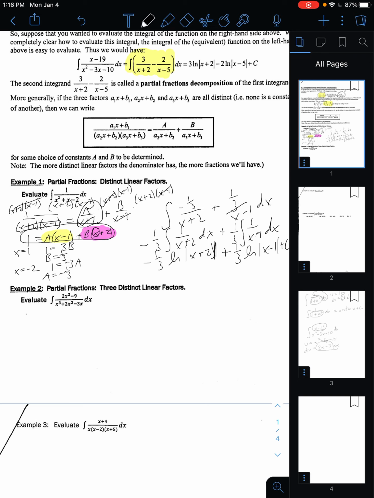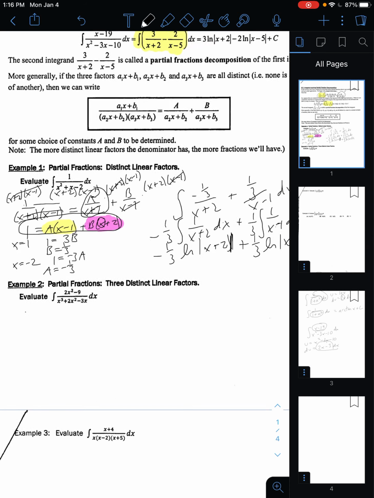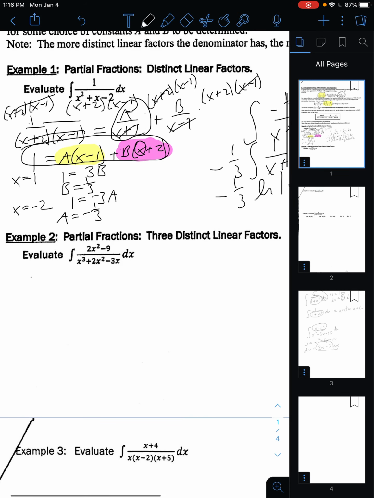All right. Let's look at the next one. You could try it if you want, but so first thing I notice is the bottom can be factored. So I'm going to do that. The bottom is going to become, I can take an x out, and then I would have x squared plus 2x minus 3. So then that would become x plus 3, x minus 1.